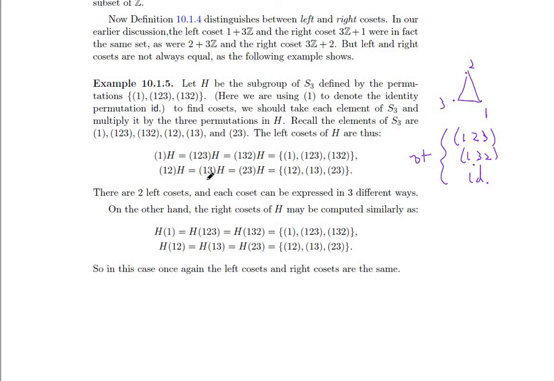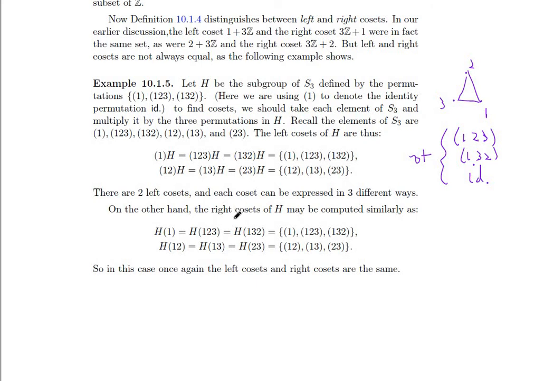Now I also need to do that for (1 3) and for (2 3) to find all the cosets. And it turns out, amazingly enough, that (1 2), (1 3), and (2 3) all give the same left coset. So in fact, there are only 2 left cosets, and each coset can be expressed in 3 different ways. Okay. These are left cosets. Now I could do right cosets as well.